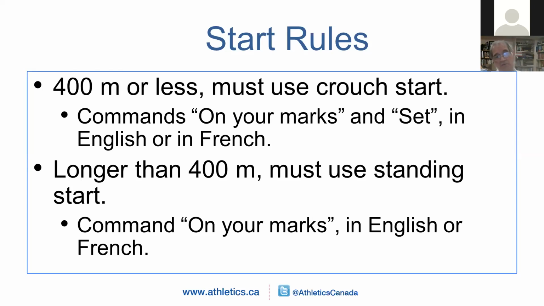So if you go to a national championship, for instance, if you have an English-speaking starter, you'll hear the commands in English, most likely. And if it's a French-speaking starter, you will most likely hear the commands in French. So in longer than 400 meters, you must use a standing start.